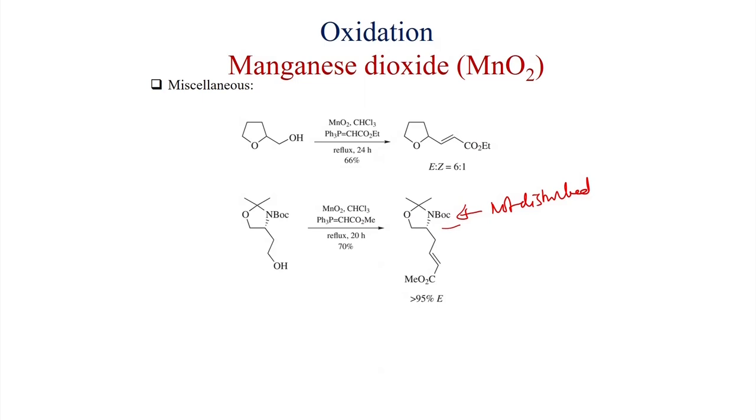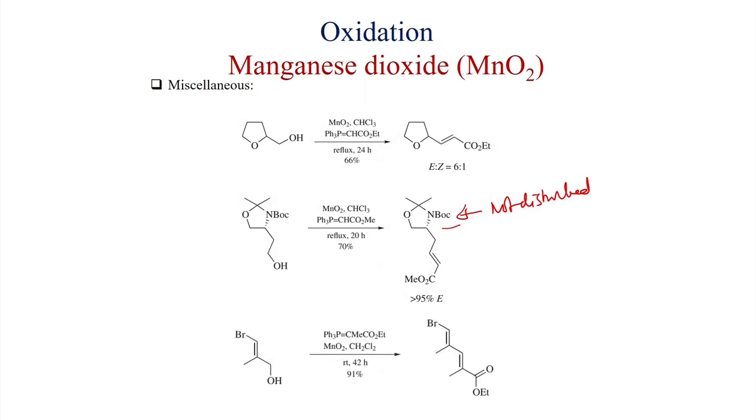So, this is a very good method for converting alcohol to the alpha beta unsaturated ester, and particularly when the aldehydes are unstable, you can oxidize in situ with MnO2 and then treat with the Horner-Wittig reagent to get the alpha beta unsaturated ester. And this condition is also very mild, like the N-Boc group will not be disturbed.